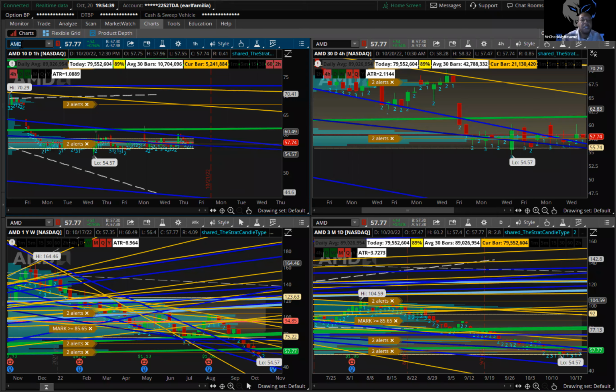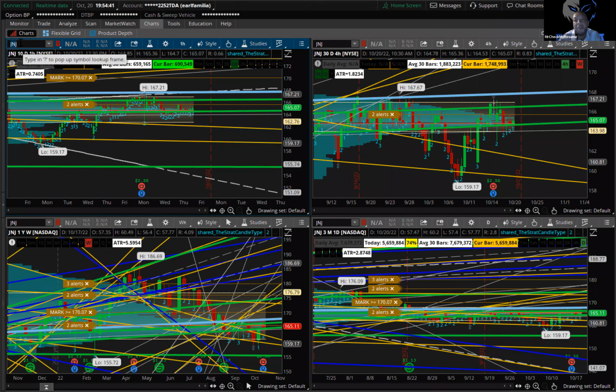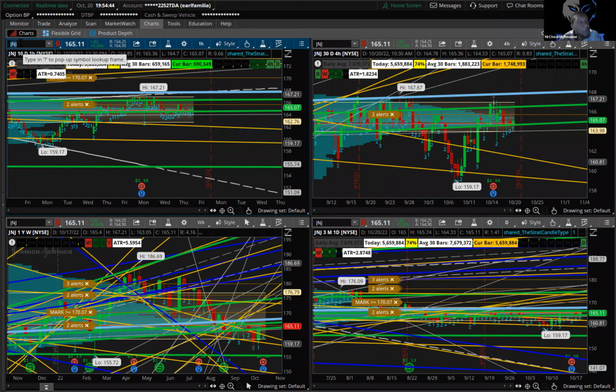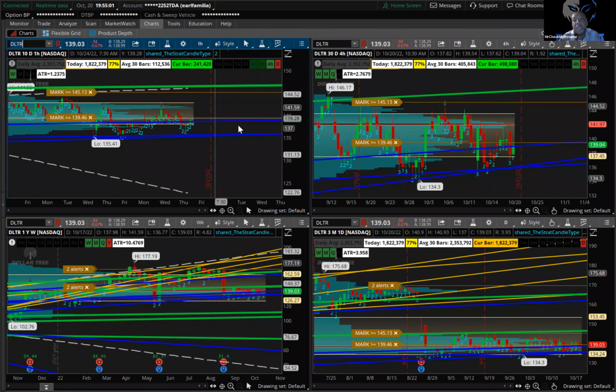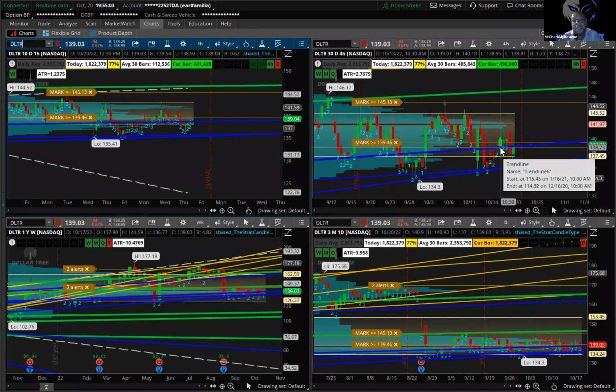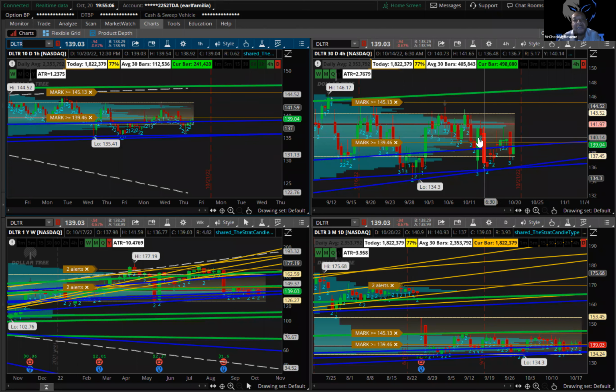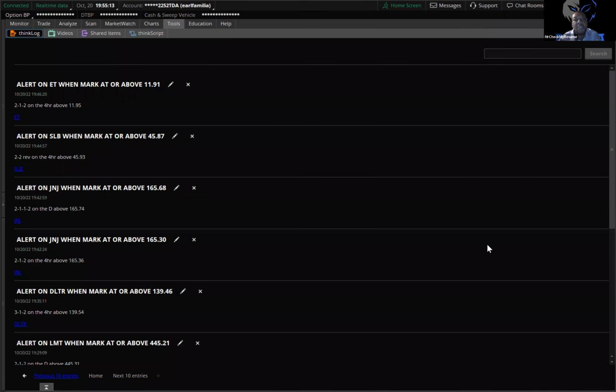We got J&J and Dollar Tree. I think J&J will probably be top tier with LMT. Again, that's another one that's very strong and looks good. And then Dollar Tree, this one has a strong inside 4-hour setup. I'm not as convicted on this one, so this will be more of a second tier kind of look.